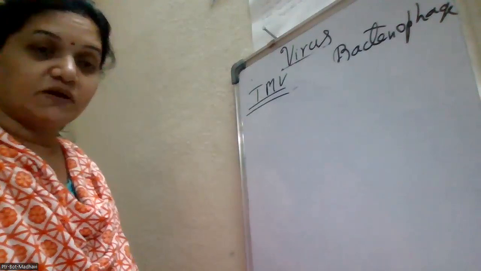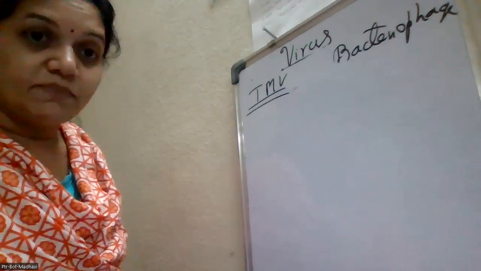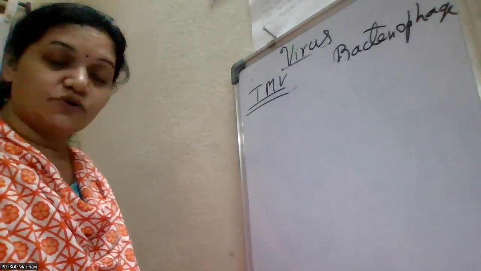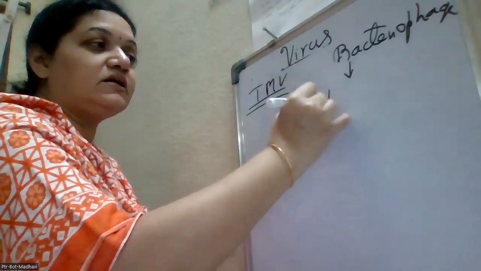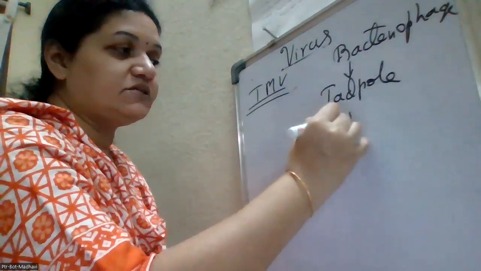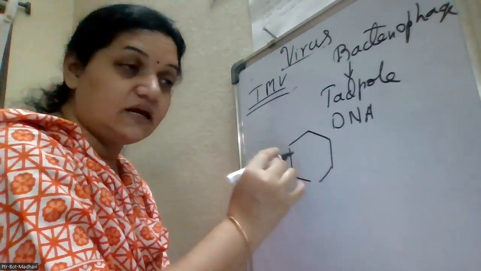Now comes the bacteriophage. A bacteriophage is the organism which causes infections in bacteria. So the viral organism is so powerful that it can cause infections even in bacterial organisms. Those organisms are called bacteriophages. This bacteriophage has a tadpole-like structure, and the main genetic material is DNA.